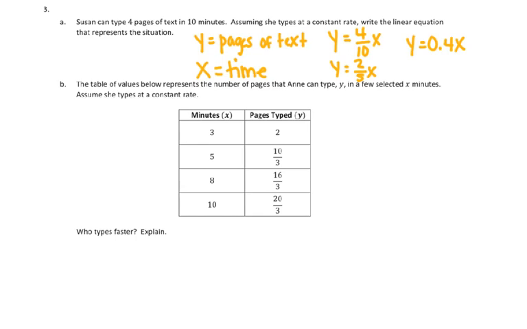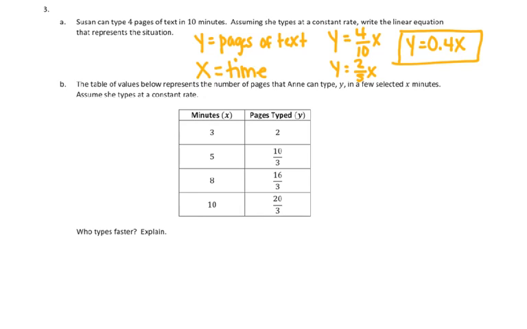So what we're saying here is that she can't type a full page in 1 minute, but we can represent our linear equation for this situation in any of these 3 ways. Any of those 3 ways would be perfectly acceptable, as long as you keep in mind that the only way that is telling you the actual constant rate is this way right here, saying she's typing 0.4 of a page in just 1 minute. Okay, so please keep that in mind.